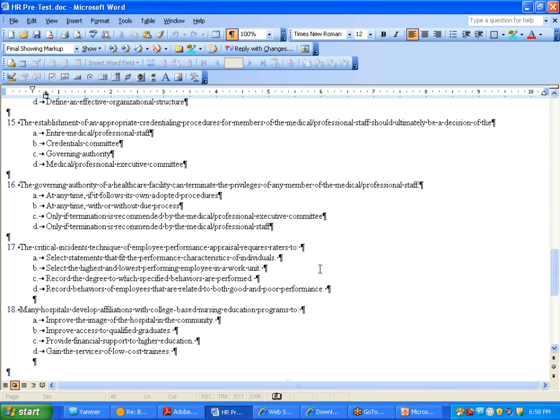C. I'm going to go with C. Only if termination is recommended by medical professional executive committee. Do you remember we had a question before? Yeah, we talked about this one before too, and we were between A and C before. But again, as long as they're following the Board of Governors' own procedures, they can terminate at any time. So the medical professional executive committee can recommend, or they may not recommend, but it's ultimately up to the board's procedures that they have to follow.